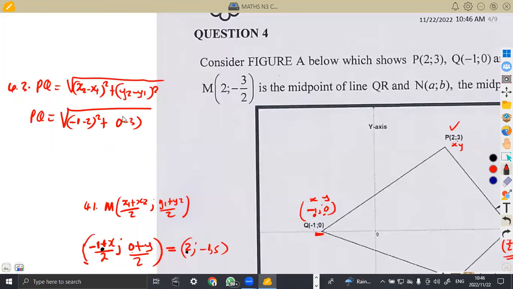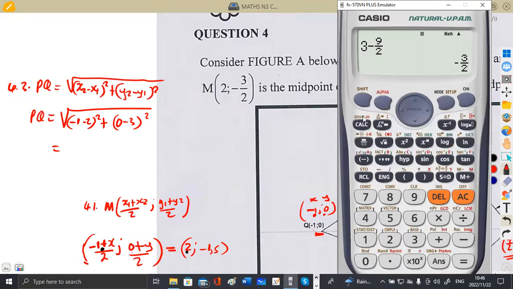So it's 0 minus 3 squared. Okay, so we've got the equation, we've got the length of the line. We can just use your calculator direct, open a bracket. We've got -1, -2, close the bracket, then square it, plus 0 minus 3 in a bracket, that's 0 minus 3, then you can square it.